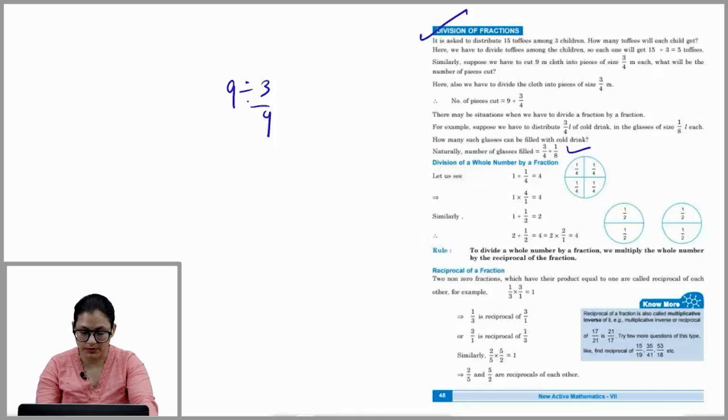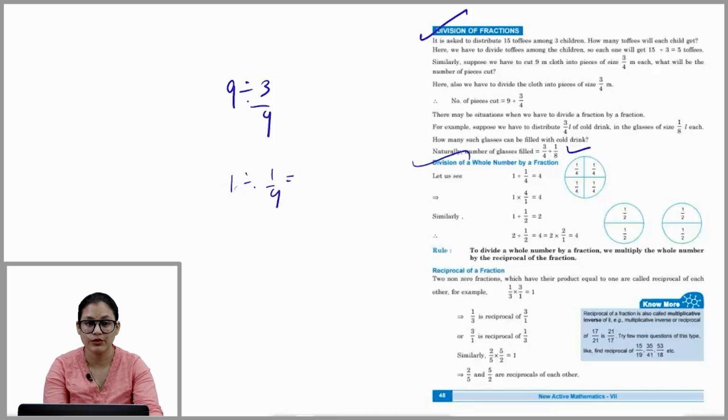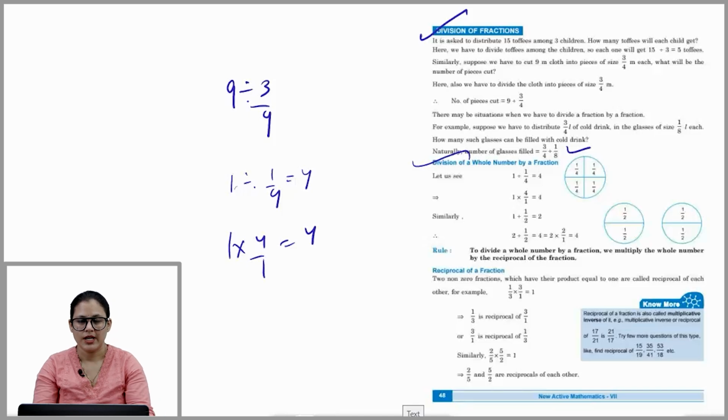Division of a whole number by a fraction. 1 divided by 1 by 4 is equal to 4. How? 1 into 4 by 1 is equal to 4. Similarly, 1 divided by half is equal to 2. 2 divided by half is equal to 4. Rule: to divide a whole number by a fraction, we multiply the whole number by the reciprocal of the fraction, as we did in this case.